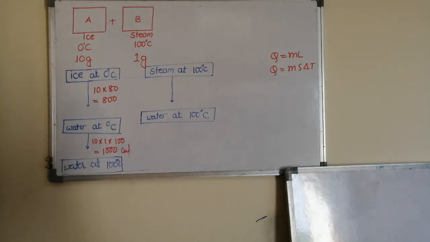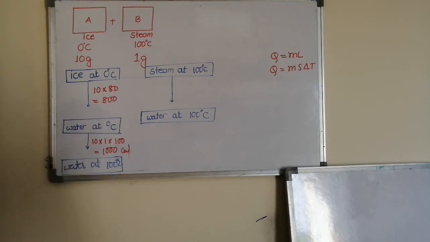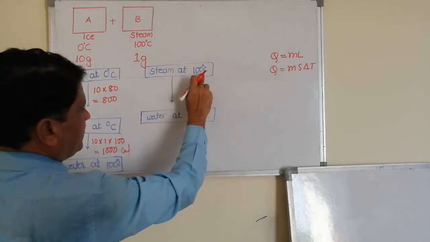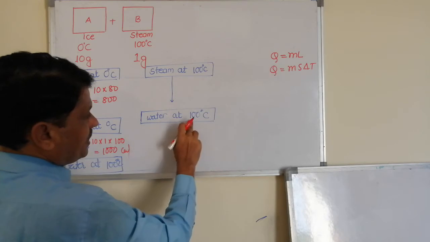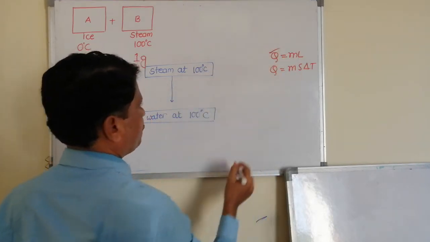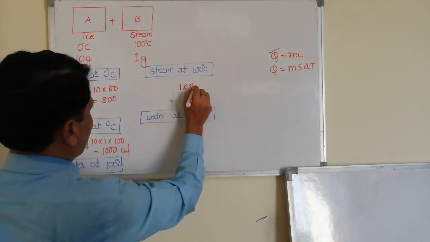Okay. So it means to bring ice at 0 degree Celsius to water at 100 degrees Celsius, we need 800 calorie plus 1000 calorie, means total 1800 calorie. Here for steam at 100 degrees Celsius to water at 100 degrees Celsius, the temperature remains the same. Therefore first formula, m is 1, L is 540.